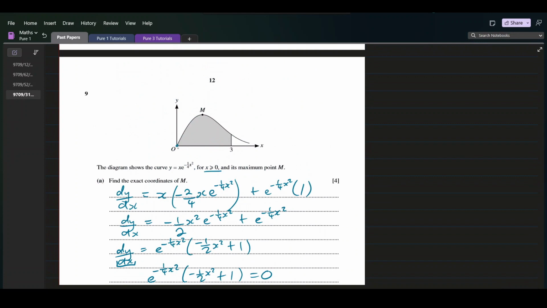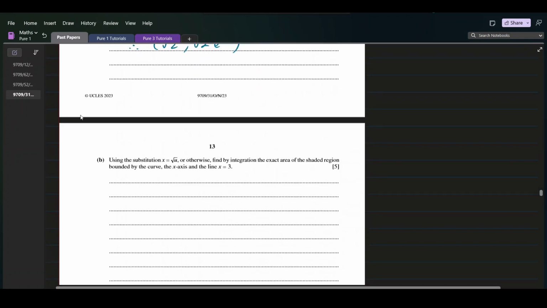We're integrating from 0 to 3. Okay, so we've got our function, the integral from 0 to 3 of x e to the negative 1 over 4 x squared with respect to x, and we have been given the substitution x is equal to root u.